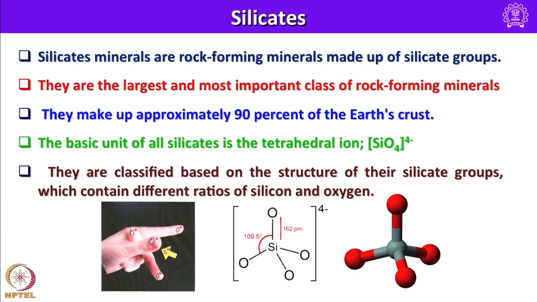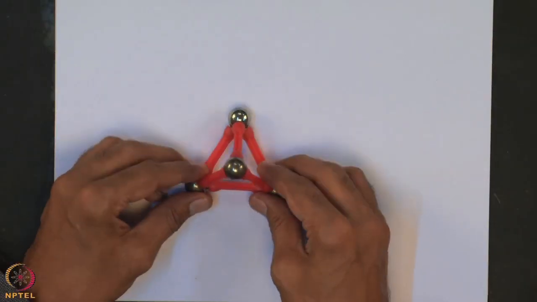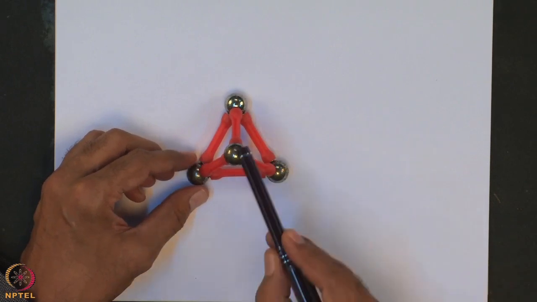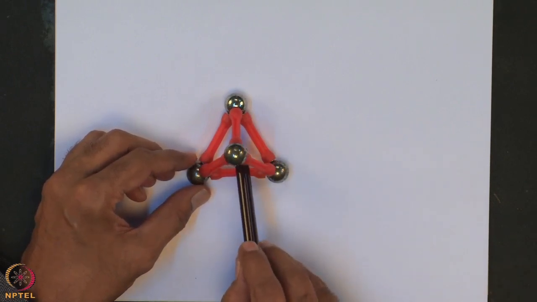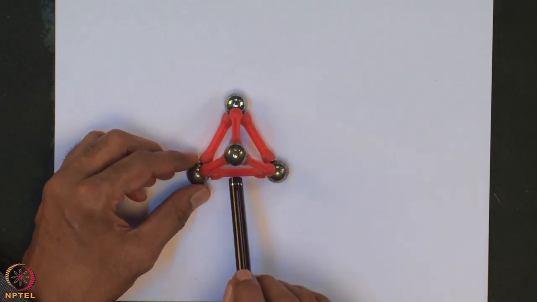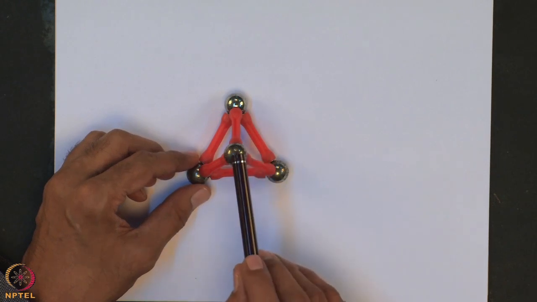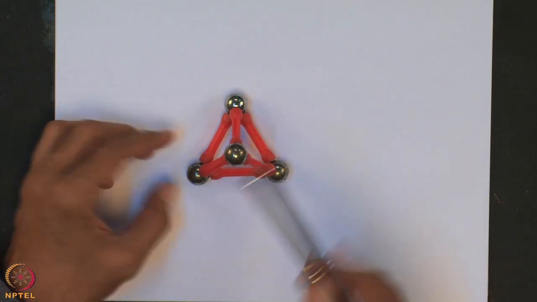The basic unit of all silicates is essentially a tetrahedral ion, something like this. Here the four corners of a tetrahedron are occupied by oxygen atoms. At the center silicon is there. So, the total charge will be SiO4 4 minus. So, that means O minus, O minus, O minus, O minus here.